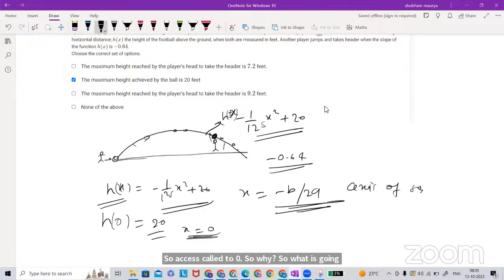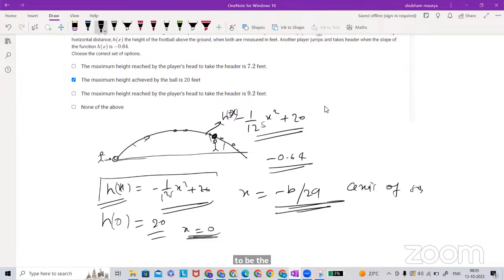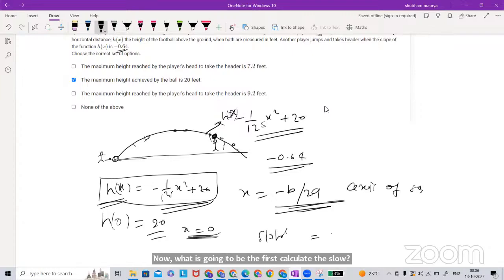Now, what is going to be the first step? Calculate the slope. Slope of the function at a particular point is given, but first find the slope at a general point. What is going to be the slope at a general point? 2ax plus, we have the formula for the general ax square plus bx plus c, it is going to be minus 1. This is going to be 2x, right? This is going to be the slope. Yes, this is the slope.